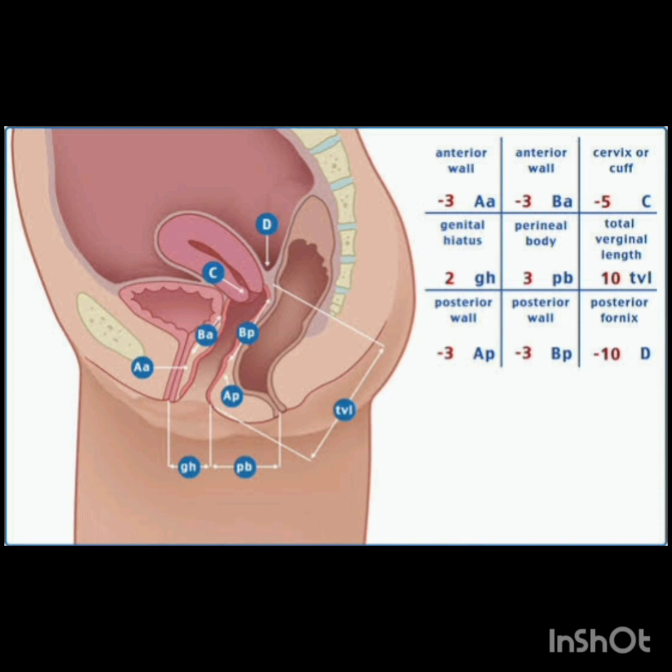Where is the PB, that is the perineal body? It starts from the posterior margin of the genital hiatus till the mid of the anal canal. Okay, and it decreases in the case of prolapse. The TVL is the total vaginal length. One thing that is very important is that in the POPQ classification we measure all the parameters with the Valsalva maneuver except the total vaginal length. That is measured without the Valsalva maneuver.